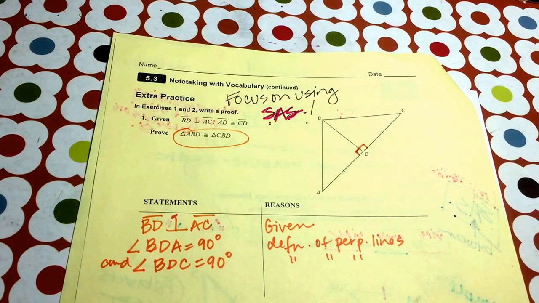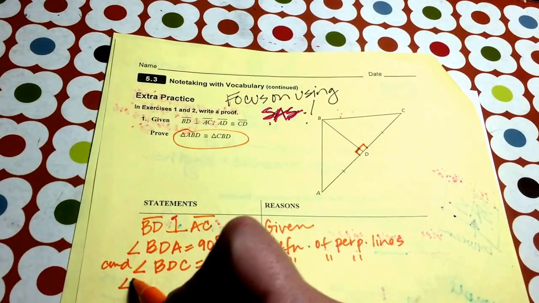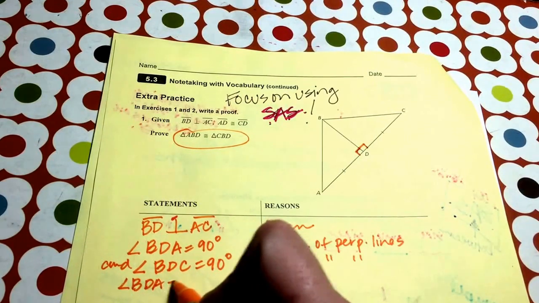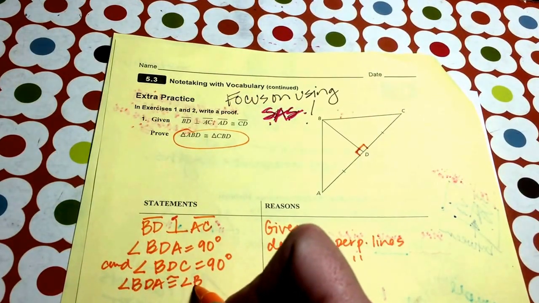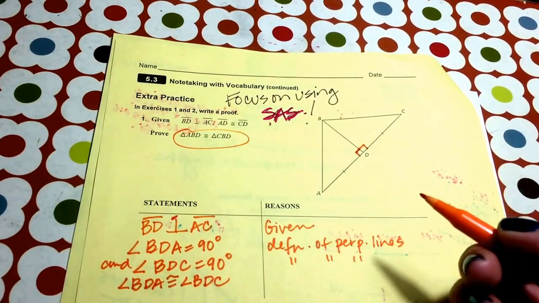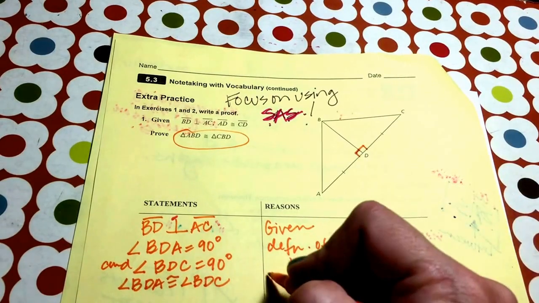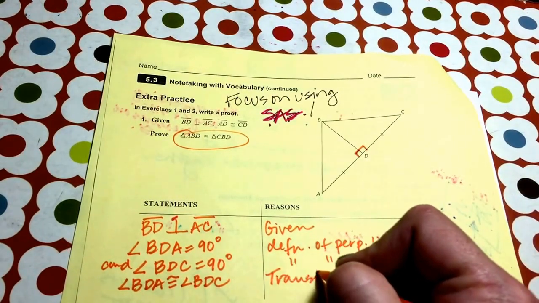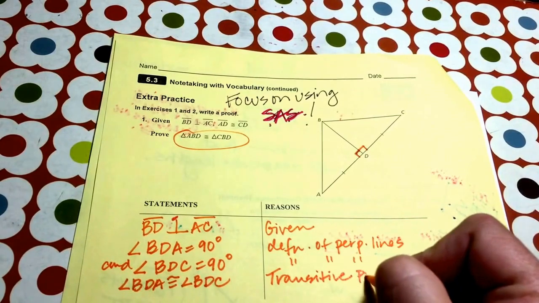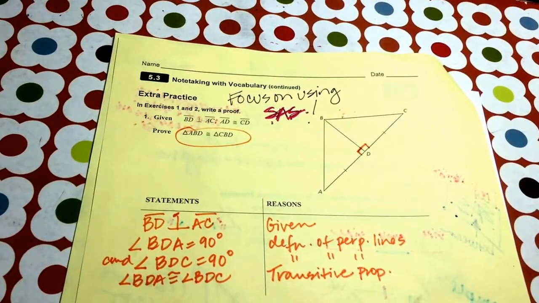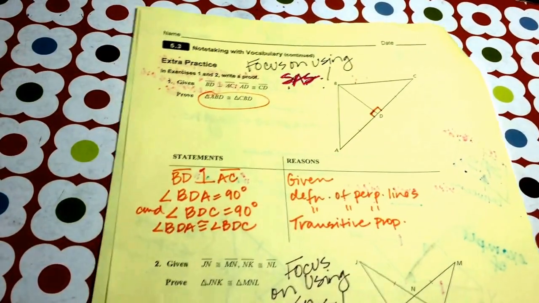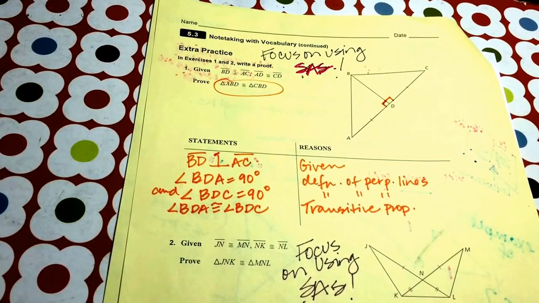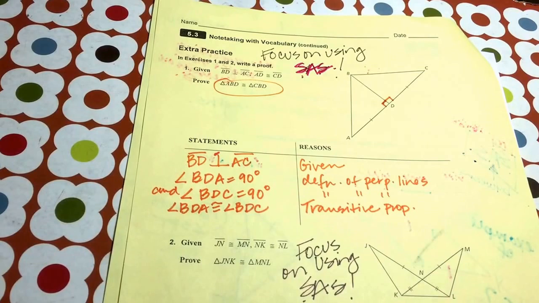Now, I can say from this that angle BDA is congruent to angle BDC. Since they're both equal to 90, that's actually the transitive property. If they're both equal to 90, they must be equal to each other. We've used that transitive property: if A equals B and B equals C, then A equals C. I'm going to run out of some room here. Where's my pencil? Kind of group these things up.